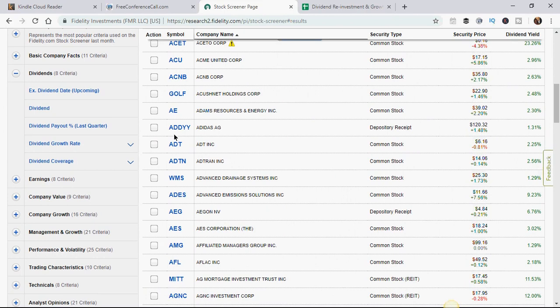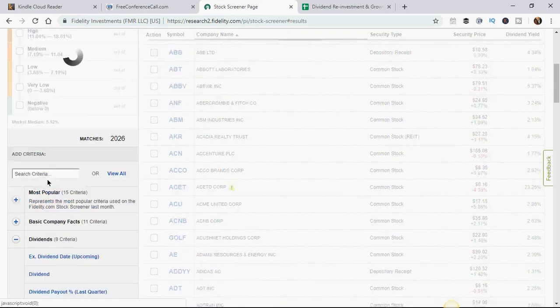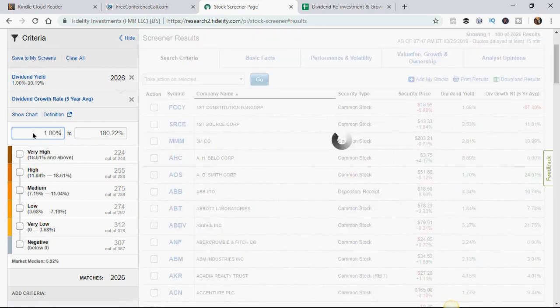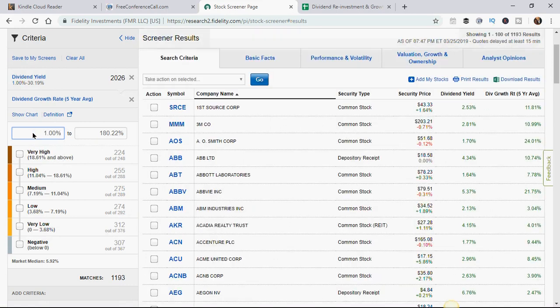Dividend growth. Okay. Now with dividend growth, you're going to have 2 different filters in here. I'll go ahead and tell you the 5-year average is the one you're looking for. And negative 100 is not something we're looking for. Let's do a positive something. Now, what is dividend growth?